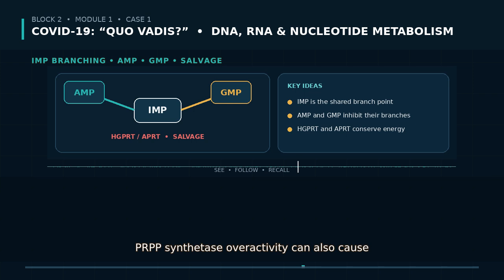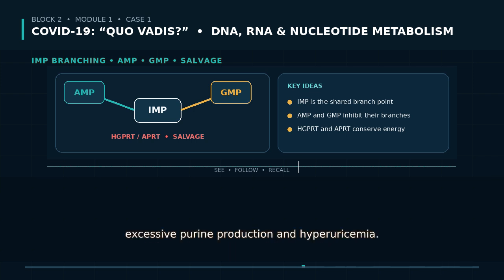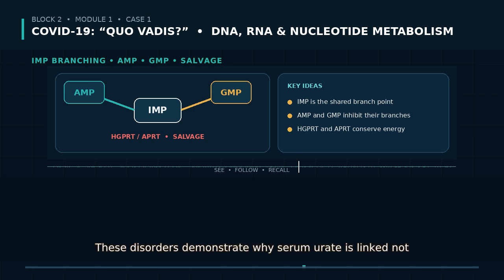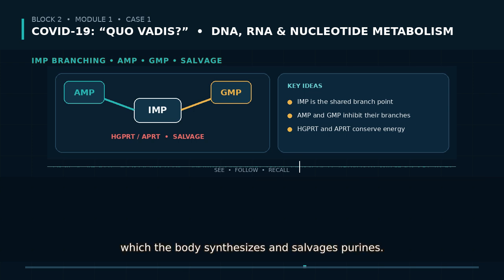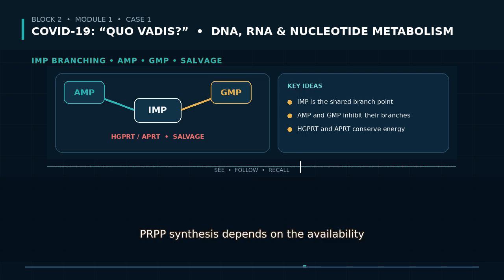Transition from purines to pyrimidines. The next page of the notes is headed exogenous source of pyrimidine, but the material immediately under that heading still discusses serum urate, de novo purine synthesis, PRPP, HGPRT, and hyperuricemia. Those are purine concepts, not pyrimidine concepts. The heading appears to be misplaced.